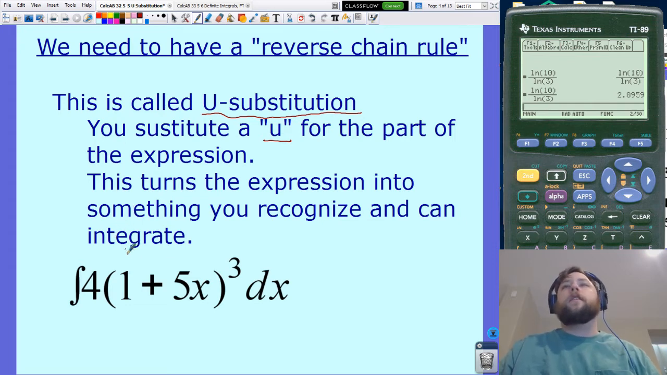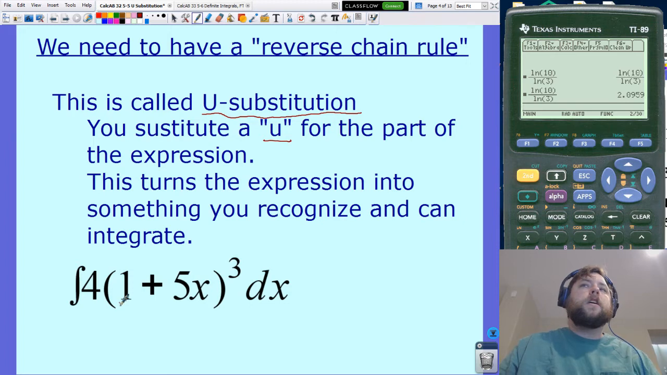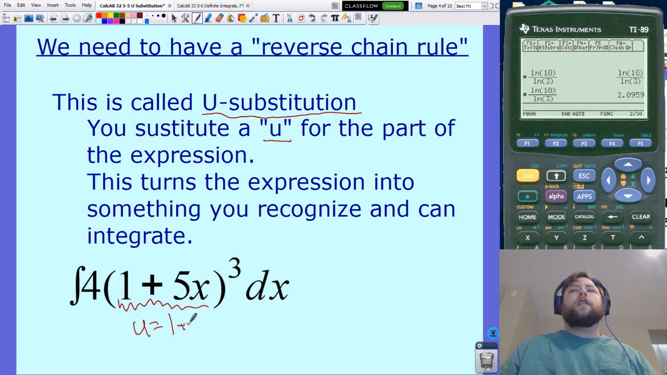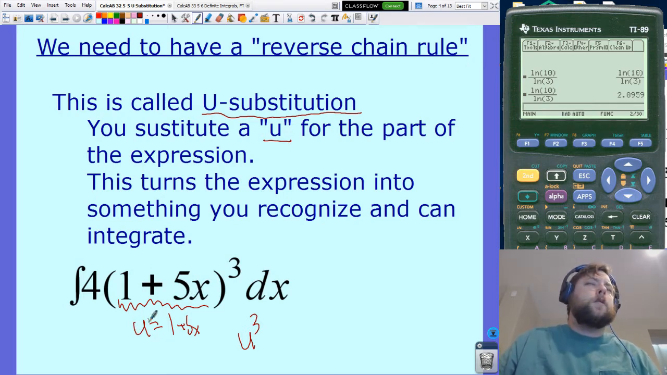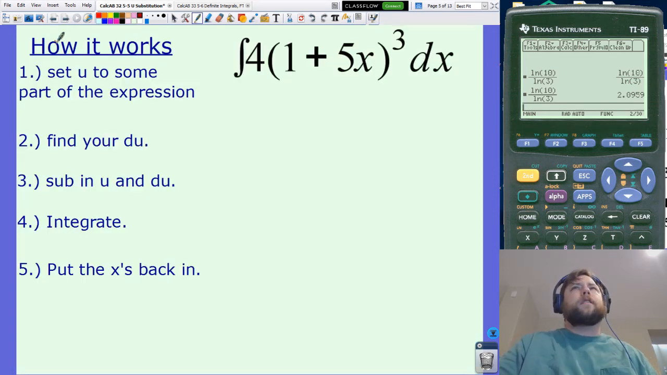Why do we pick u? I don't know, we just pick a letter. That's just the letter used. So we're going to take this thing in here, and we're going to say u equals 1 plus 5x, and then it's u cubed, and then you can integrate this. But there's a few more steps to that. But that's the heart of this. We're going to take something complicated in here, substitute a variable, u, to make it something that we can actually integrate. So what are the steps for this?